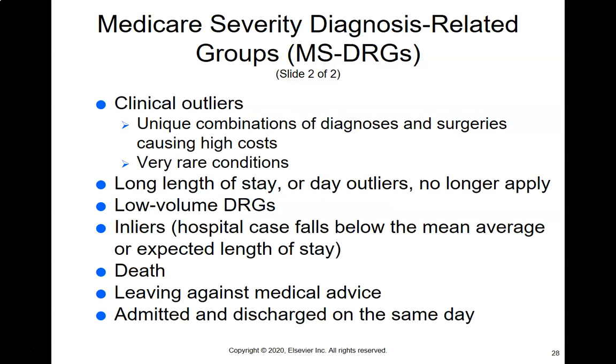Clinical outliers. They're a unique combination of diagnoses and surgeries causing high costs for very rare conditions. The long length of stay or day outliers no longer apply. Low volume DRGs. And then inliers are hospital cases that fall below the mean average or expected length of stay: death, leaving against medical advice, or admitted and discharged on the same day.